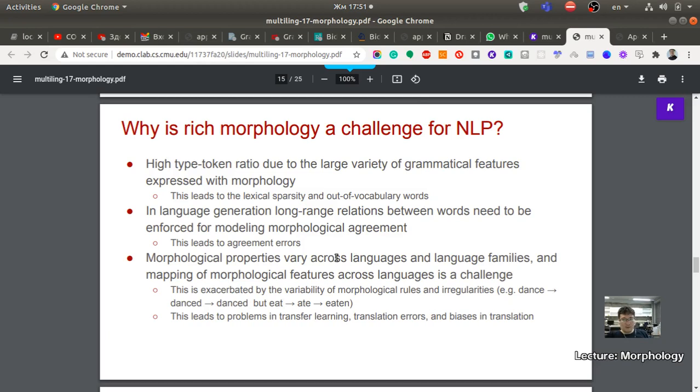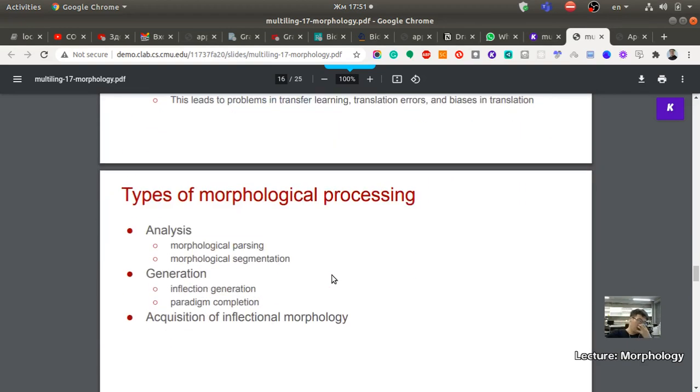Morphological properties vary across languages and language families, and mapping of morphological fields across languages is a challenge. As I said, it's a problem because, for example, you have a suffix that may mean different things: in the house, or at the house, depending on the context. So it's also a very challenging problem because if you are doing machine translation, you should understand the differences. So we have analysis problems: morphological parsing, morphological segmentation, and inflection generation.